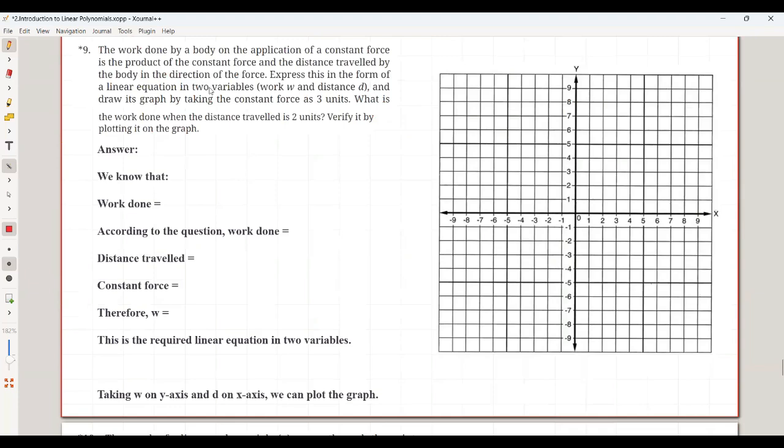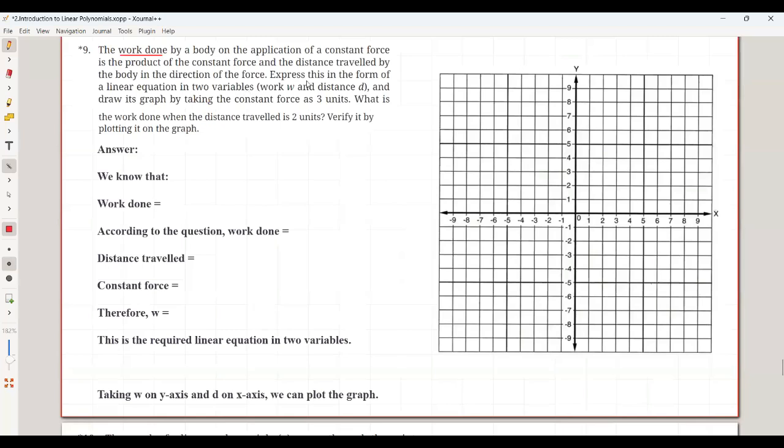Now, question number 9. The work done by a body on application of constant force is the product of constant force and the distance traveled by the body in direction of the force. That means they have given the formula: work done is equal to constant force into the distance. So just remember this formula, force into distance is equal to work done.